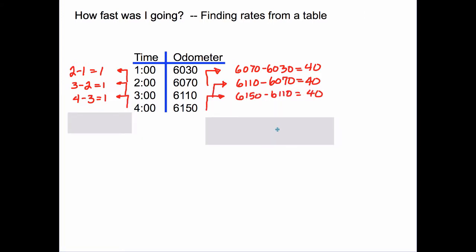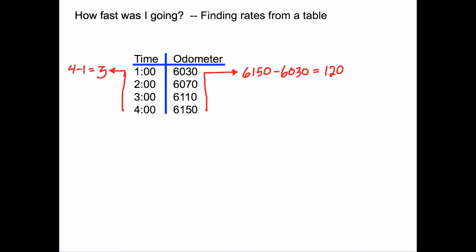And then in the last hour, between 3 o'clock and 4 o'clock, I also went 40 miles per hour. Now notice that these red hockey sticks tell us how to do this computation. We do the subtraction, this minus this, and that gives us how far we went. This minus this tells us the time. Once again here, this minus this gives us how far we went. This minus this tells us the time. And once again, this minus this tells us how far we went, and this minus this tells us the time. So we're going to call this the hockey stick method, and this is how we find a rate from a table.